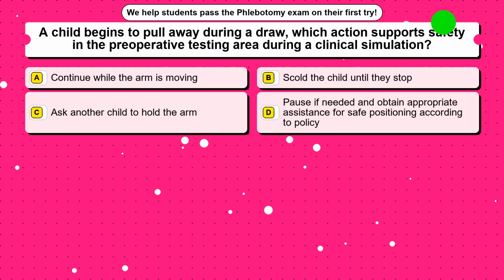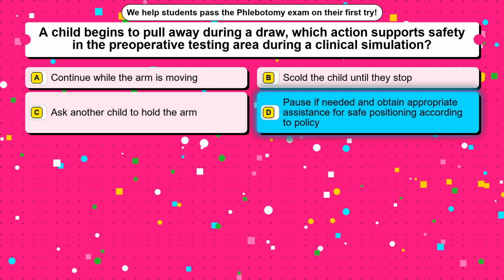Question 55. A child begins to pull away during a draw. Which action supports safety in the preoperative testing area during a clinical simulation? Option A. Continue while the arm is moving. Option B. Scold the child until they stop. Option C. Ask another child to hold the arm. Option D. Pause if needed and obtain appropriate assistance for safe positioning according to policy.